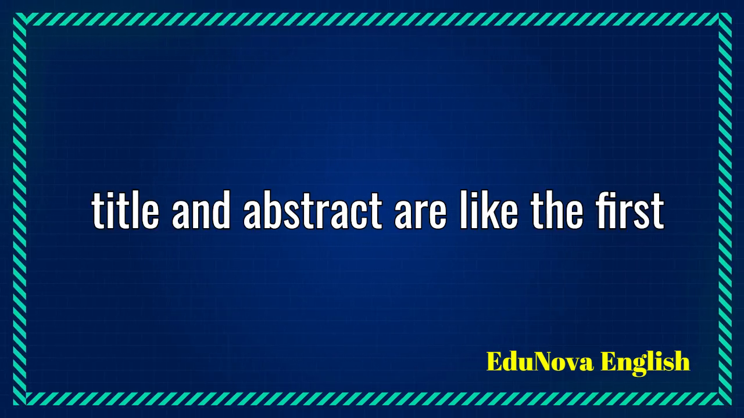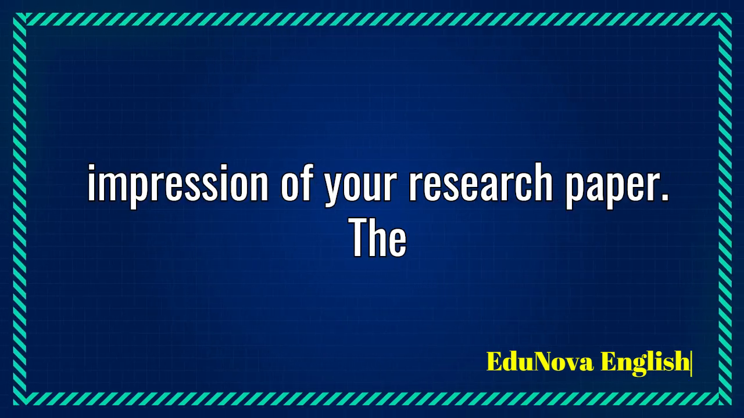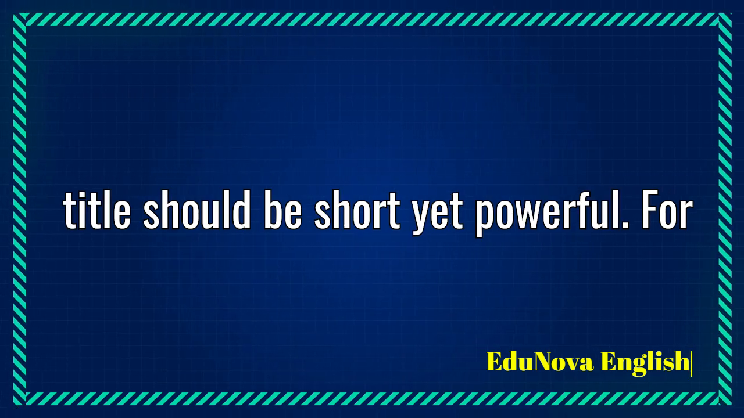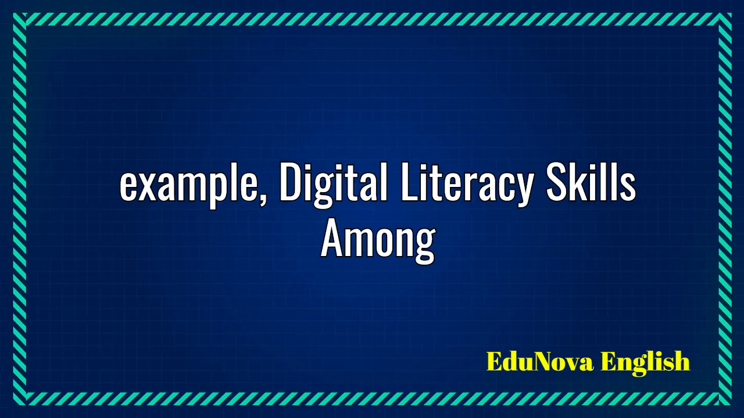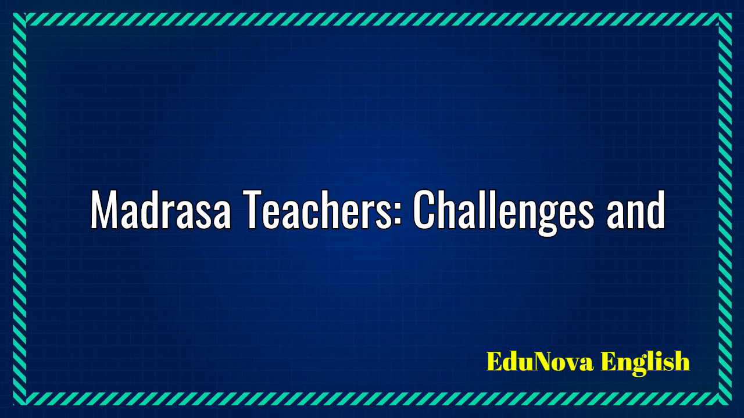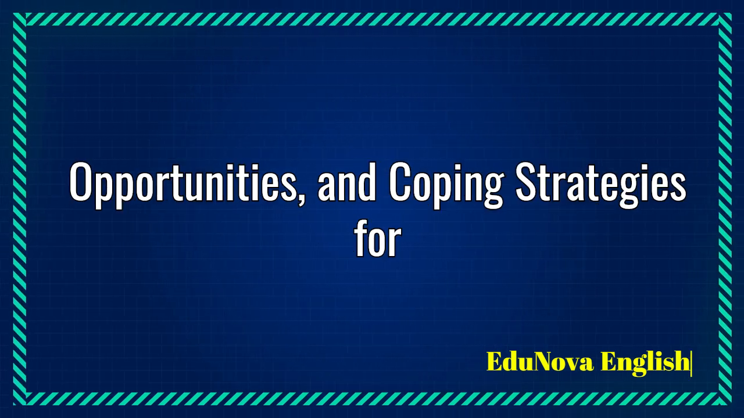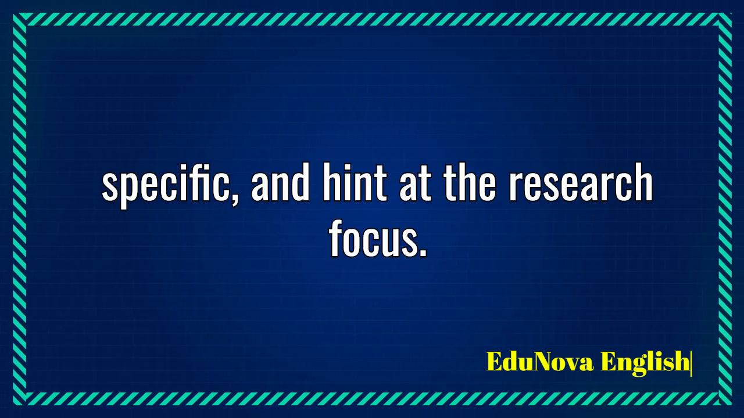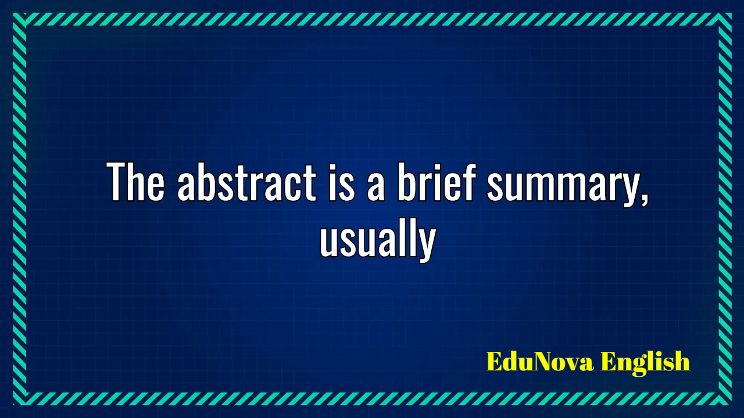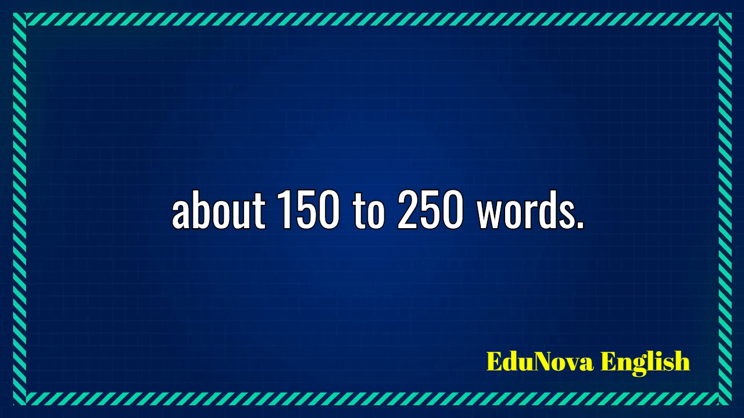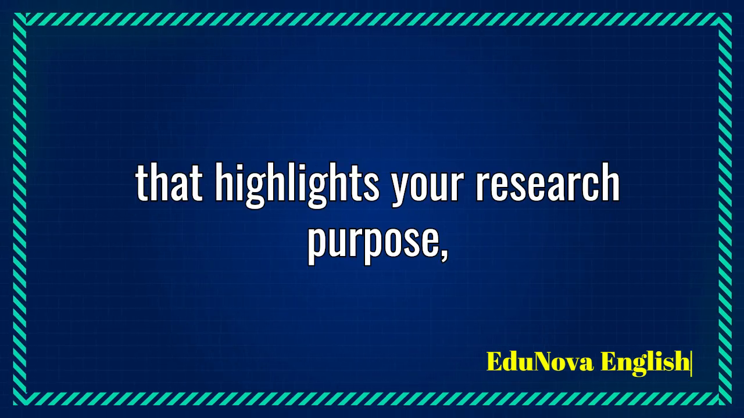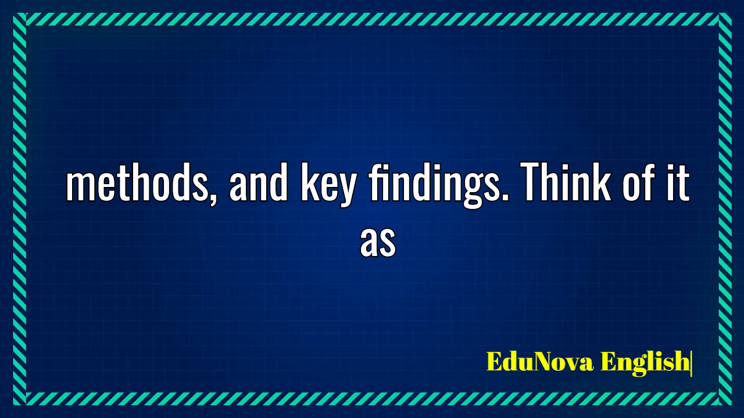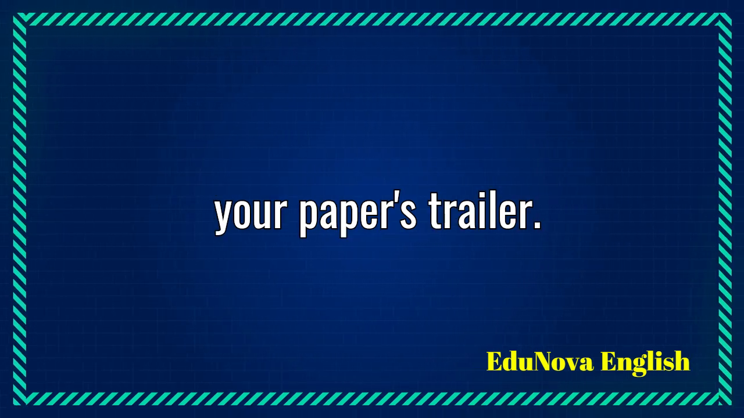Your title and abstract are like the first impression of your research paper. The title should be short yet powerful. For example, Digital Literacy Skills Among Madrasa Teachers, Challenges and Opportunities, and Coping Strategies for Academic Anxiety in Urdu Medium Schools. Notice how these titles are clear, specific, and hint at the research focus. The abstract is a brief summary, usually about 150 to 250 words, that highlights your research purpose, methods, and key findings. Think of it as your paper's trailer.